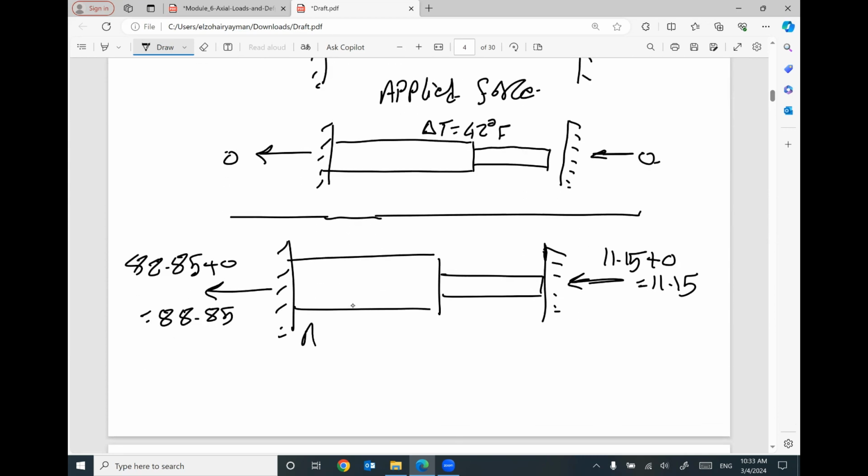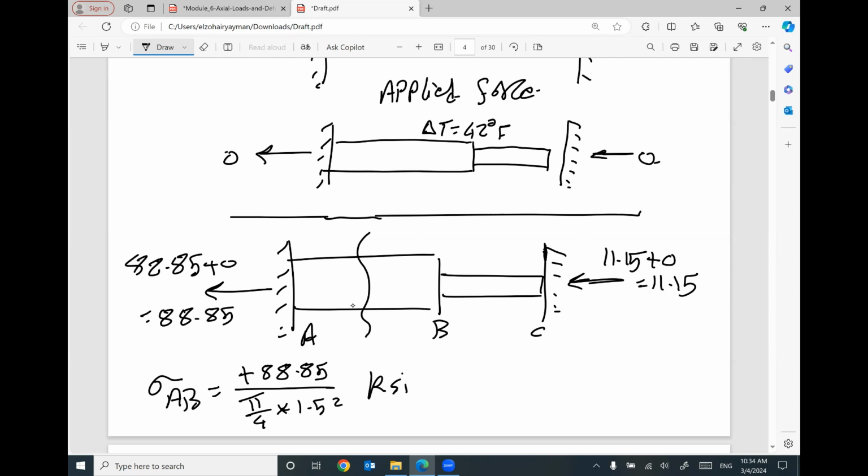If you would like to figure out the stresses, stress in part AB will equal the applied force in this part, which is tension, 88.85 divided by π/4 times 1.5 square. You can get the stress in ksi, tensile stress. Stress in part BC will equal the applied force, compression, 11.15 kip divided by the area of this part, π/4 times 0.75 square. You can get the stress in ksi, compressive stress.